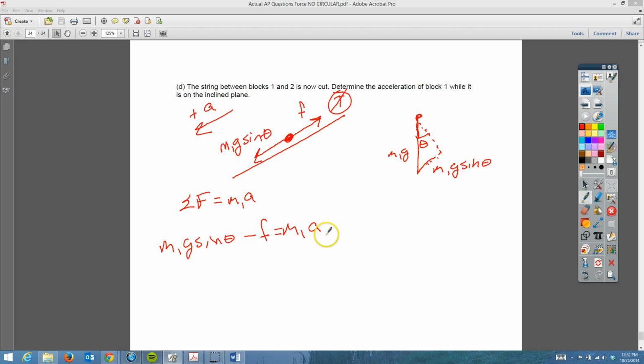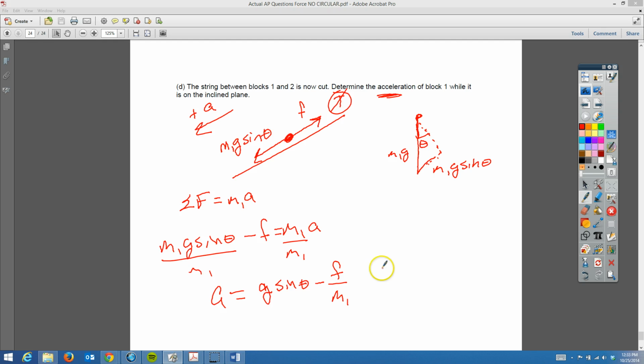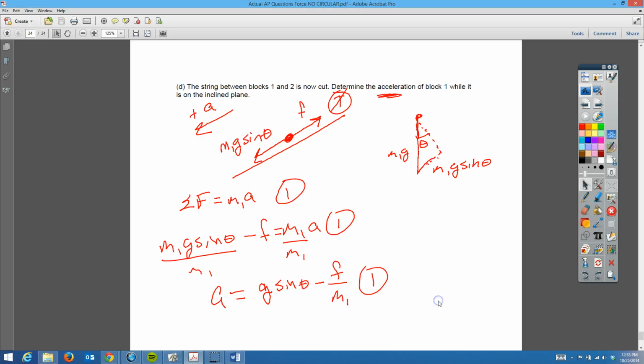And so now to get the acceleration of the block, we just solve for a. So a would be equal to, we're going to divide both sides by m1. A is equal to g sine of the angle minus f over m1. And you actually get 3 points for doing that. So 1, 2, 3. And that should be the end of this problem, and I think that's it.